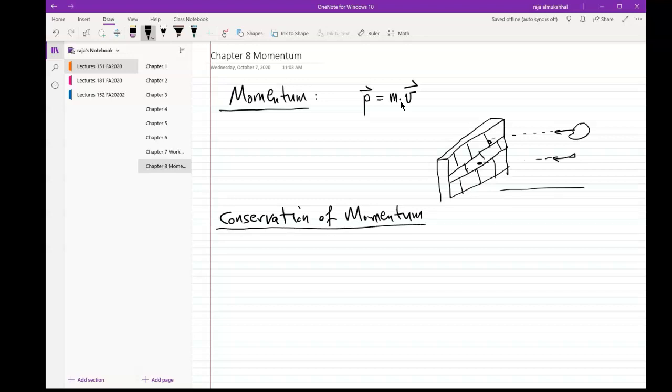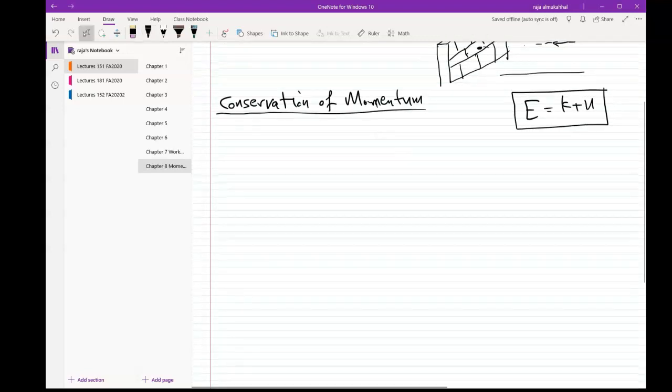Just like we studied before the conservation of energy, remember that? We said that the total energy, E, is the sum of the kinetic plus the potential, and that sum is always constant. We talked about all of that. So we have a similar concept for conservation of momentum. I'm going to explain it to you in an example. Here is how it works.